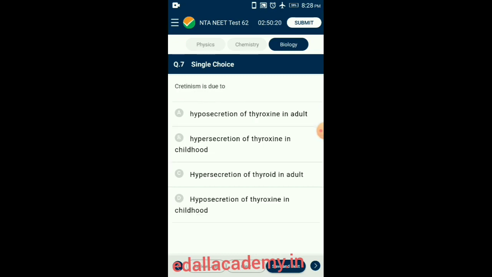Question number 7. Cretinism is due to hyposecretion of thyroxine during the growth years, at birth or in childhood, which results in hypothyroidism or cretinism. Two important symptoms are dwarfism and mental retardation. So the answer is option D, hyposecretion of thyroxine in childhood.